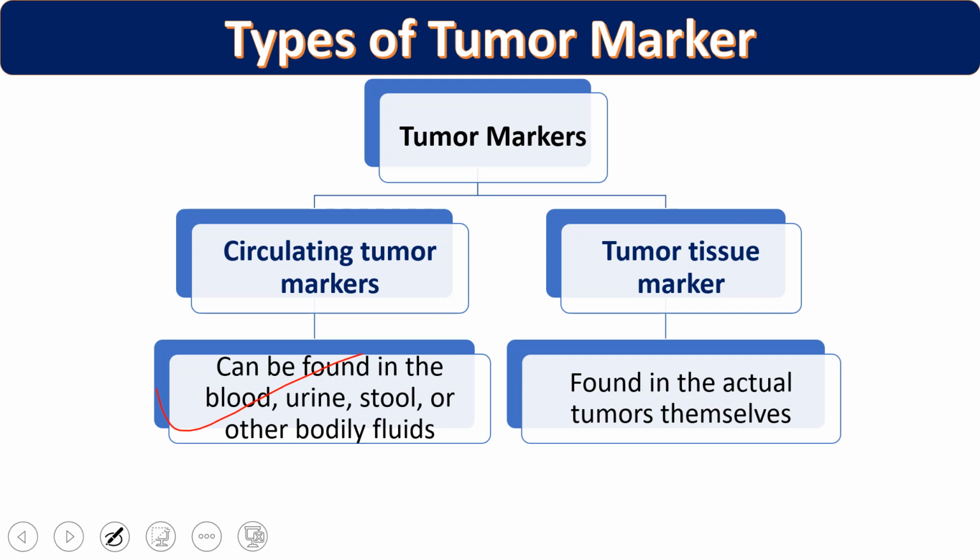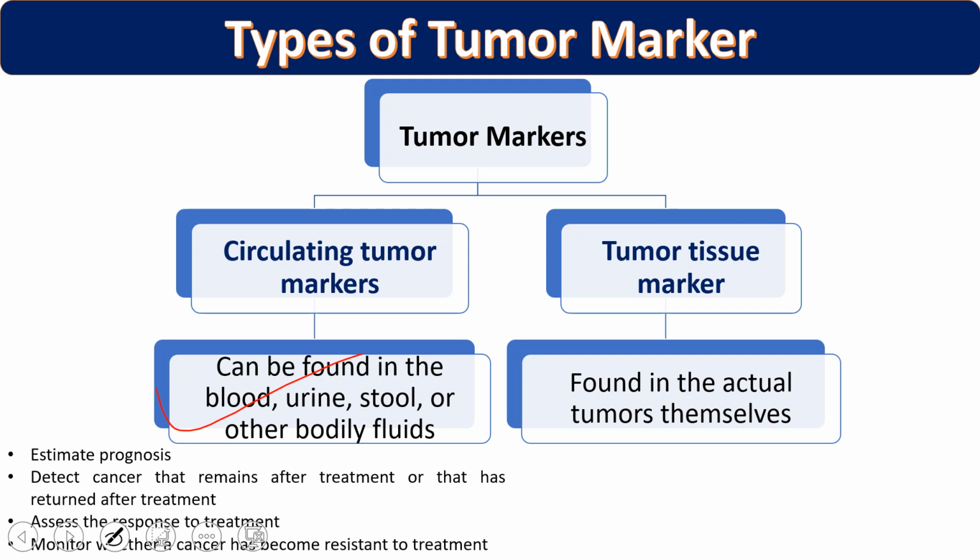Tumor tissue markers are found inside the actual tumor, so they are present along with the tumor and not secreted into body fluids. Circulating tumor markers normally help us in the estimation of prognosis, so they have prognostic significance. They detect cancer that remains after treatment or has returned after treatment. They help us assess the response to treatment, and also help in monitoring cancers that are resistant to treatment.